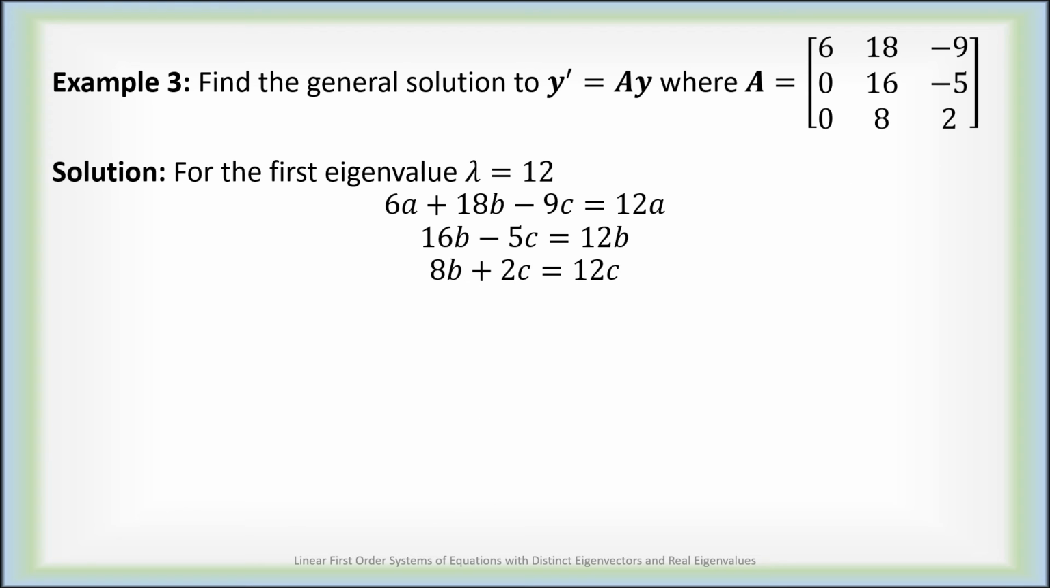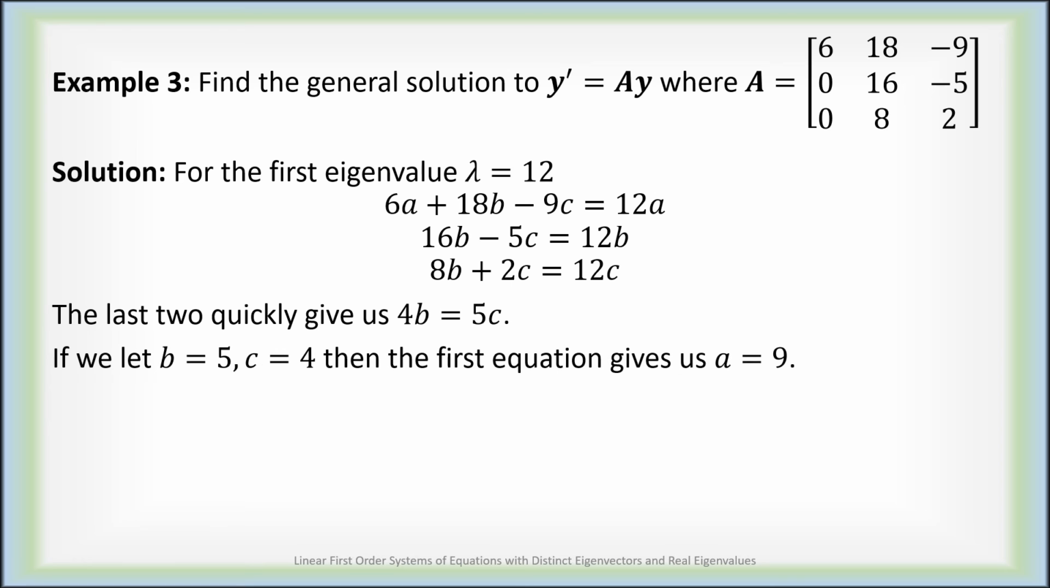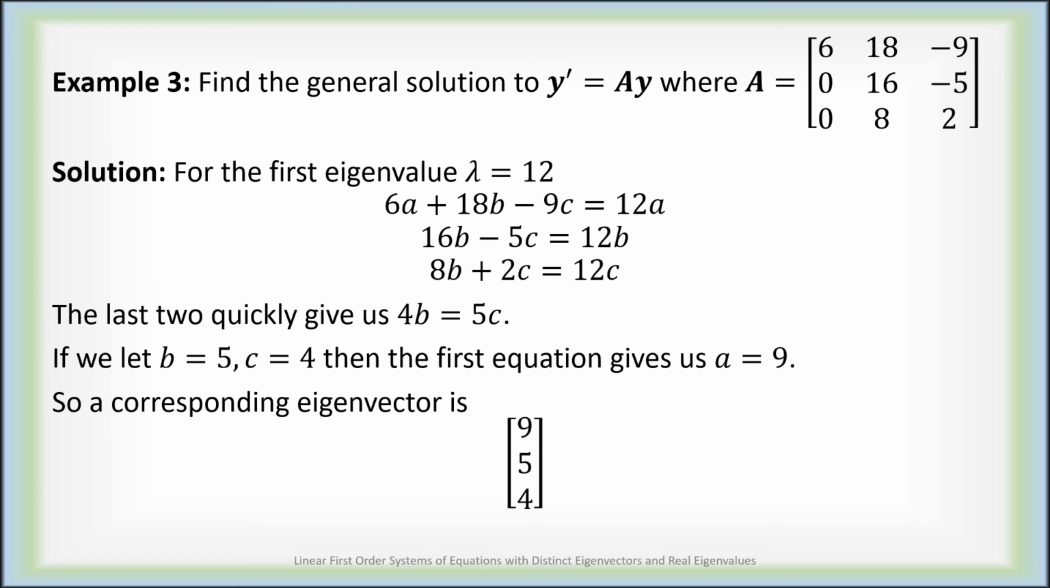So here were our three equations and three unknowns, but the last two are exactly equivalent to each other. Again, you're not looking for a unique solution, you're just looking for any solution. And we already determined that 4b must equal 5c. So let's, for the sake of argument, let b equal 5 and c equal 4. That will satisfy that 4b equals 5c. That will therefore satisfy these two equations automatically because they don't have any a's in them whatsoever. But if we take b equals 5 and c equals 4 and plug them in here, you can then solve that a must equal 9. So a corresponding eigenvector is given by 9, 5, 4. And that was for the eigenvalue of 12.